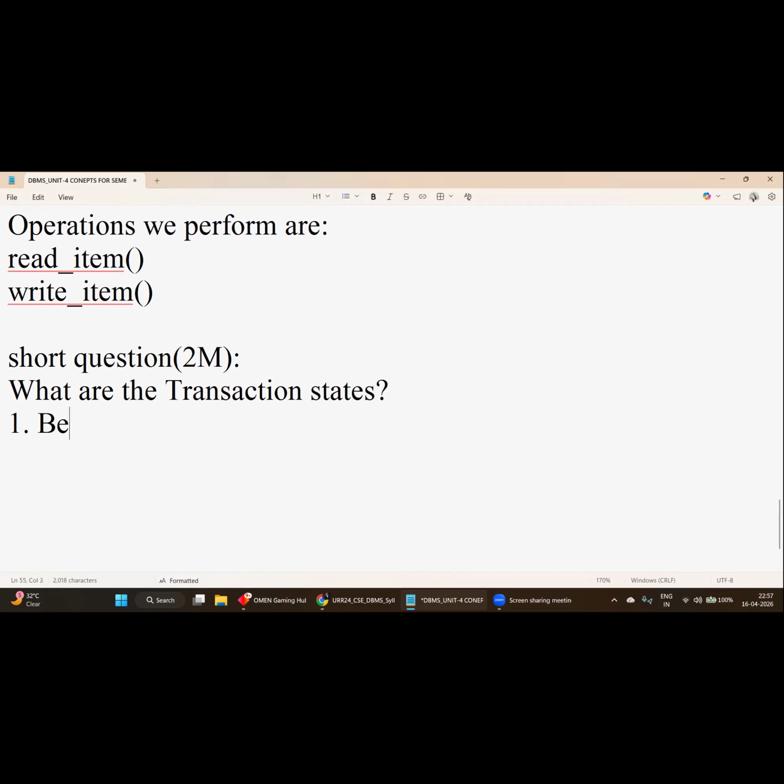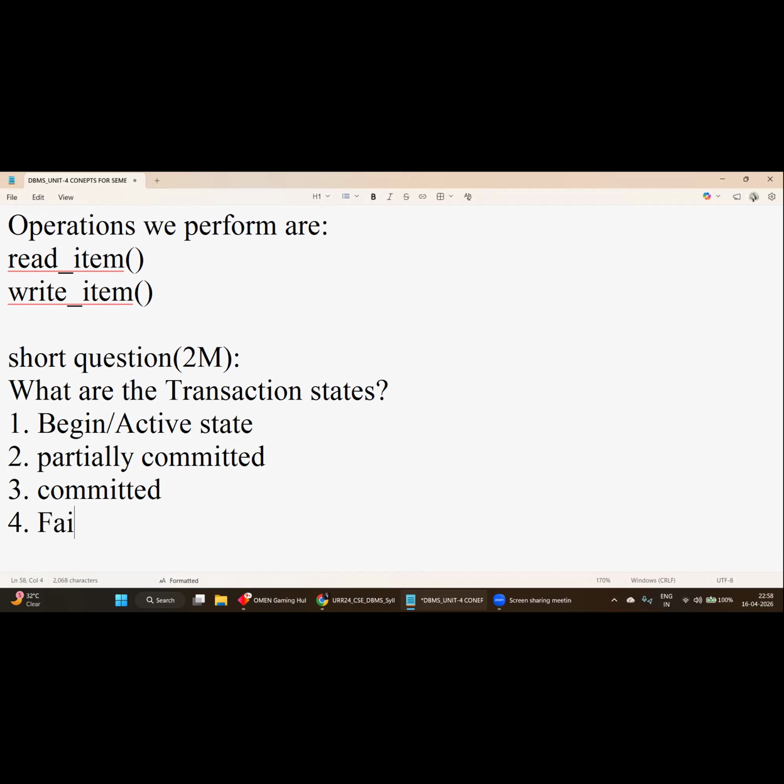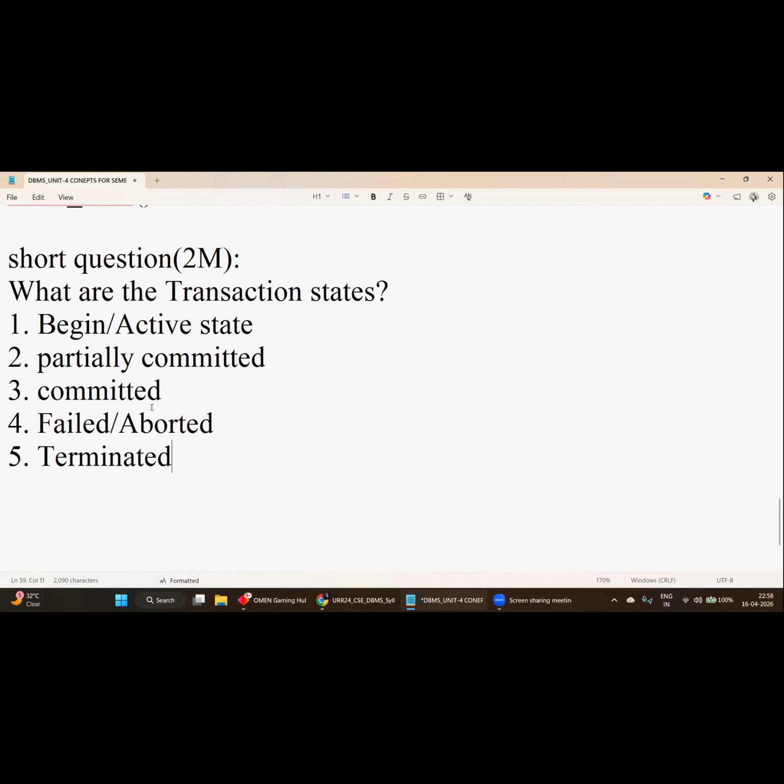The first one is begin or active state. The second one is partially committed. The third one is committed. The fourth one is failed or aborted. The fifth one is terminated. These are the 5 states we can write for 2 marks, and write simply about them.